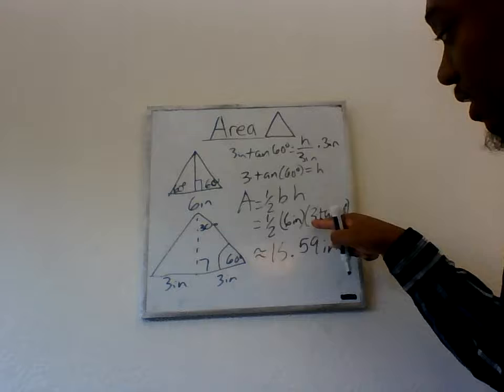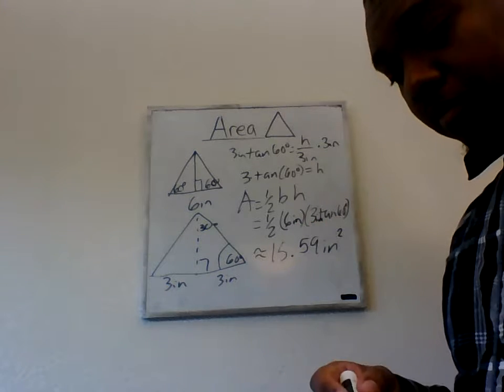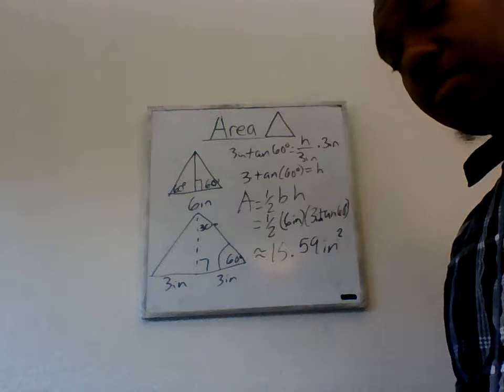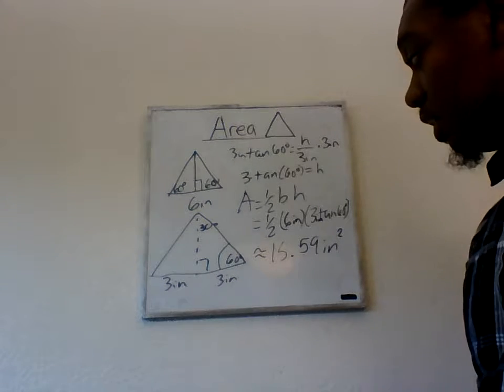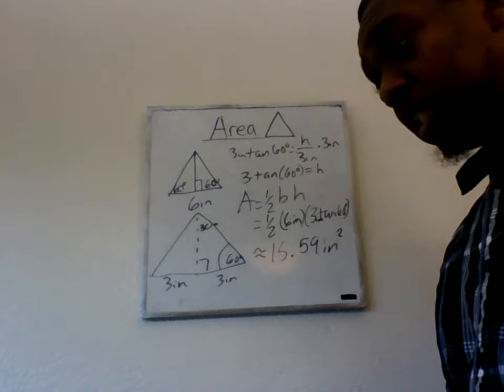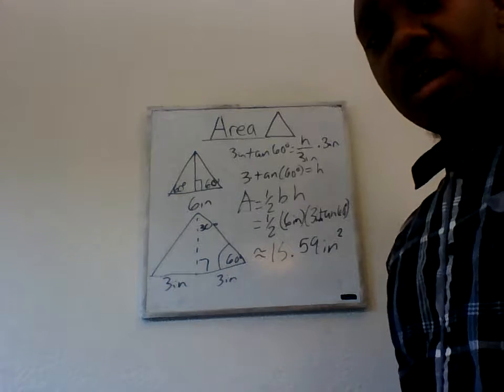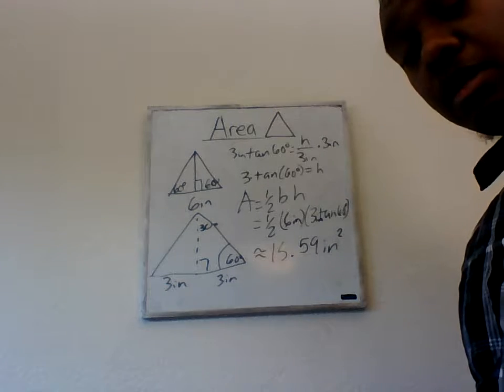How did I get inches squared? Because the base had inches and the height also had inches in it. So inches times inches would be inches squared. Just like if you did x times x, you got x squared. Right? All right, cool. So that's the area of a triangle if we have an acute triangle given to us. What about if it's an obtuse triangle? Okay, well, I'll let you pause there.